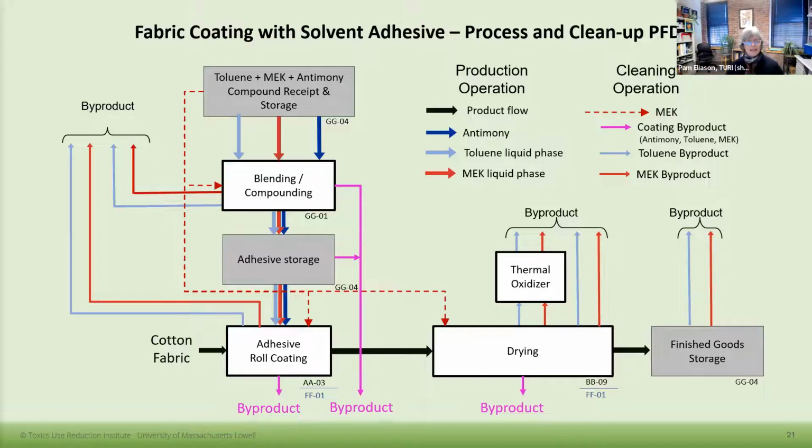Other aspects of what's in this diagram that we're looking at, you see these little codes, BB09 by the drying, GG04. These are those process codes that you are using when you're reporting. When you're reporting in your Form S, and when you're reporting for your plan, your toxic use reduction plan updates, you're talking about where and how is a chemical being used in the production unit. And these codes help to identify specific processes associated with your use or the byproduct of your toxic chemicals.